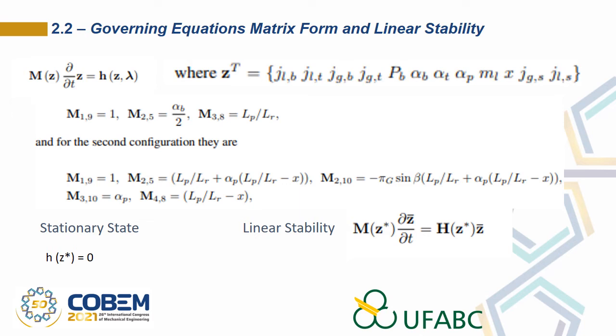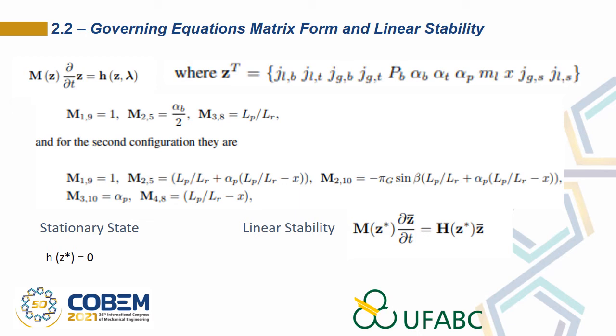Model governing equations in matrix form. We have a system of differential equations. Z is the transposed vector representing the dependent variables, and the non-zero elements of the mass matrix for the first configuration are given below by the equation, along with the non-zero elements of the mass matrix for the second configuration. Linear stability.